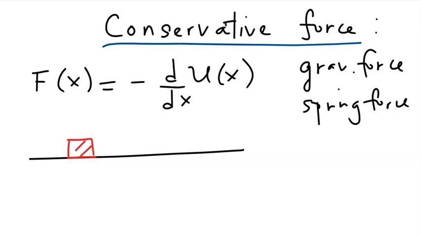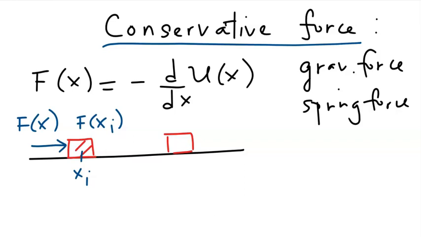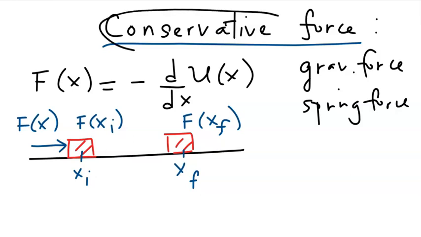Now, let's say you have an object that is being acted upon by a variable force, Fx, and at location, let's say xi, of course the force has the value of Fx at xi, and as the object moves all the way to, let's say, a coordinate xf, the force there is Fx, evaluated at xf. So in this system, you have an object being acted upon by a conservative force. So we say that this is a conservative system.